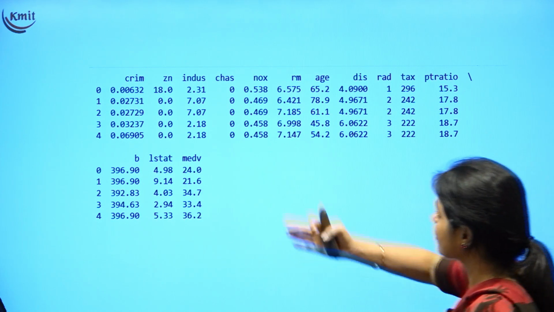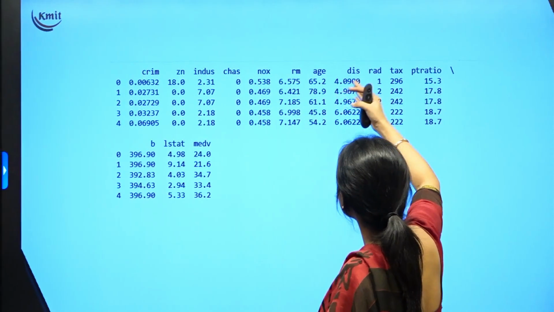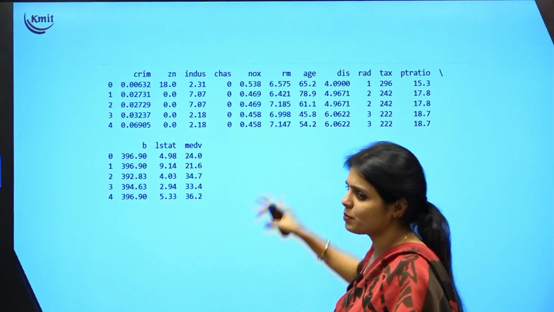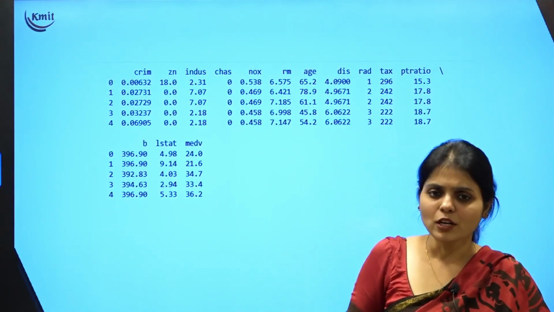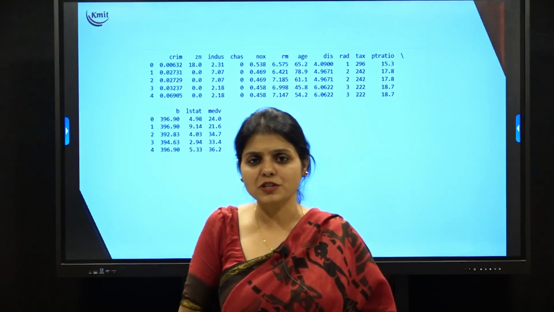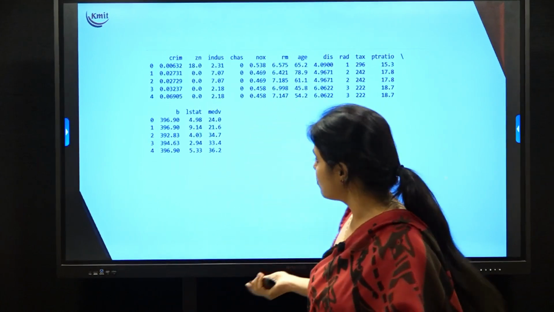Okay, so I have CRIM, ZN, INDUS, CHAS, NOX, RM, AGE, DIS, TAX, PTRATIO. There are so many different parameters. I don't want to work on many of them. So for developing my model, as I'm going for a linear regression model, I'll choose only one input variable and one output variable, and let's see what I chose here.